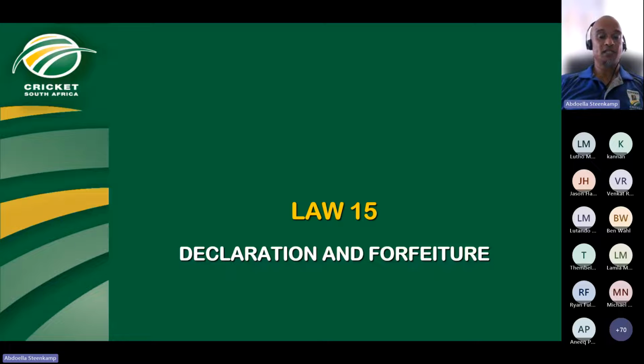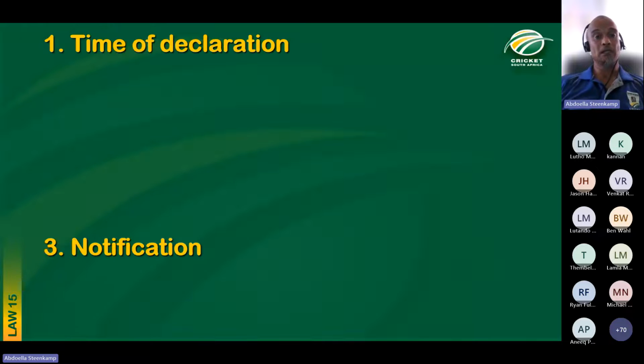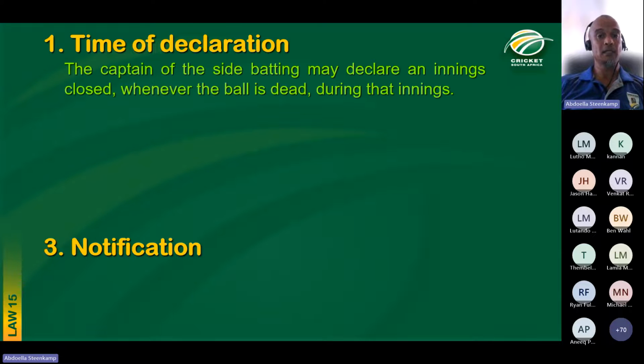The last law that I'm covering for this evening, before I hand over to Tom, covers declaration and forfeiture. When it comes to a declaration, the captain of the batting side, and only the captain of the batting side, may declare an innings closed whenever the ball is dead, and it needs to happen during that innings. An example of this: Sri Lanka in their first innings scored 700 for the loss of 3 wickets. The batting captain at the time feels 700 is enough. The captain then has the option, yes, only 3 wickets are down, to declare the innings. The batting captain will then inform the umpires and the opposition captain that he or she is declaring the innings.